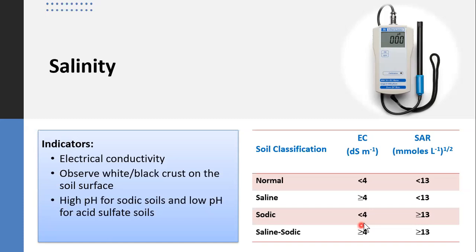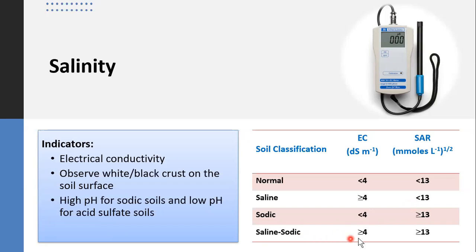But in sodic soil, we have fewer soluble salts, but sodium is on the exchange sites. So that's why the EC is less. And the sodium adsorption ratio is, of course, more because we have more sodium in comparison to the saline soil and normal soil.